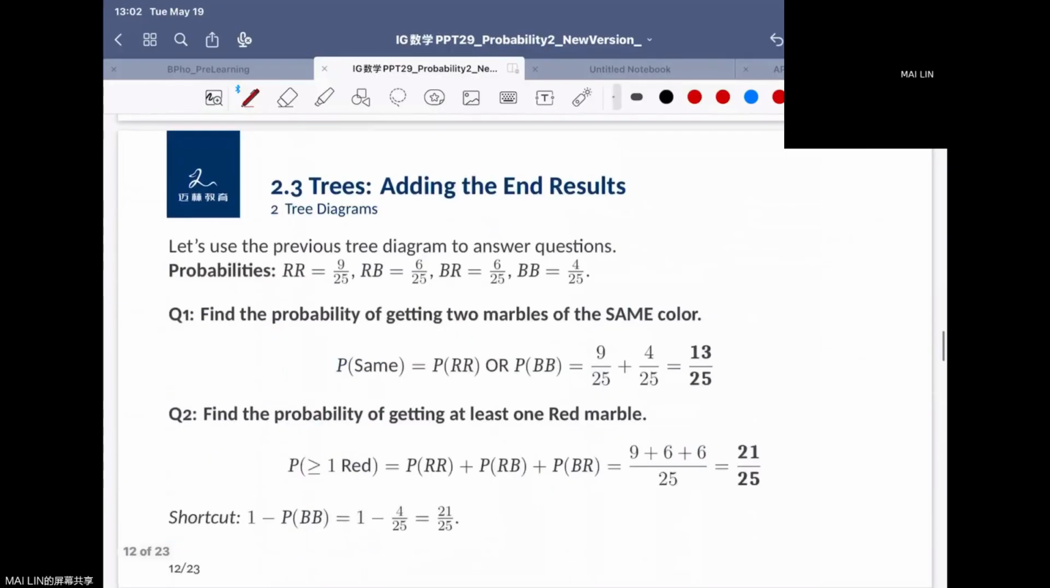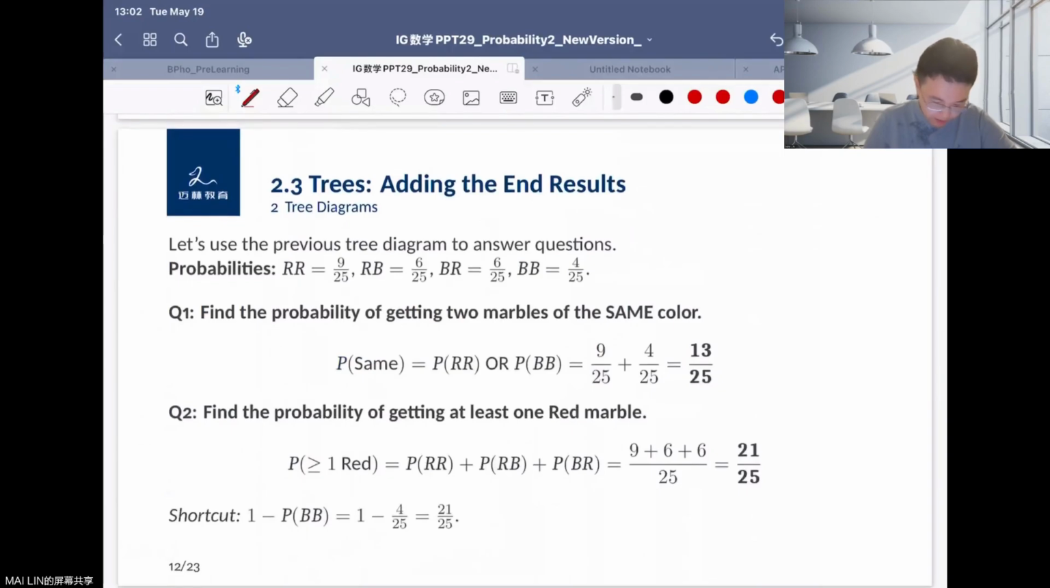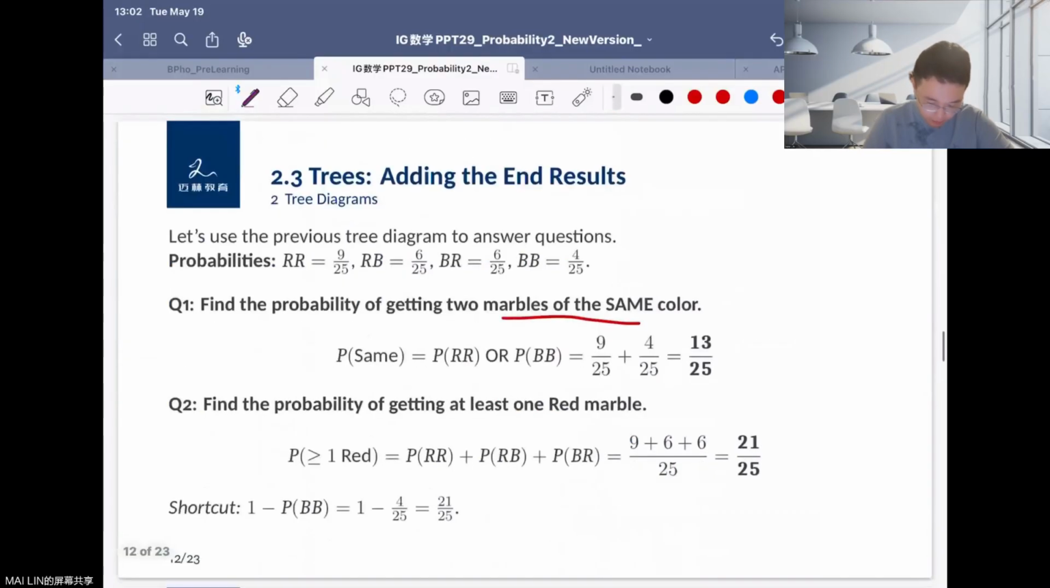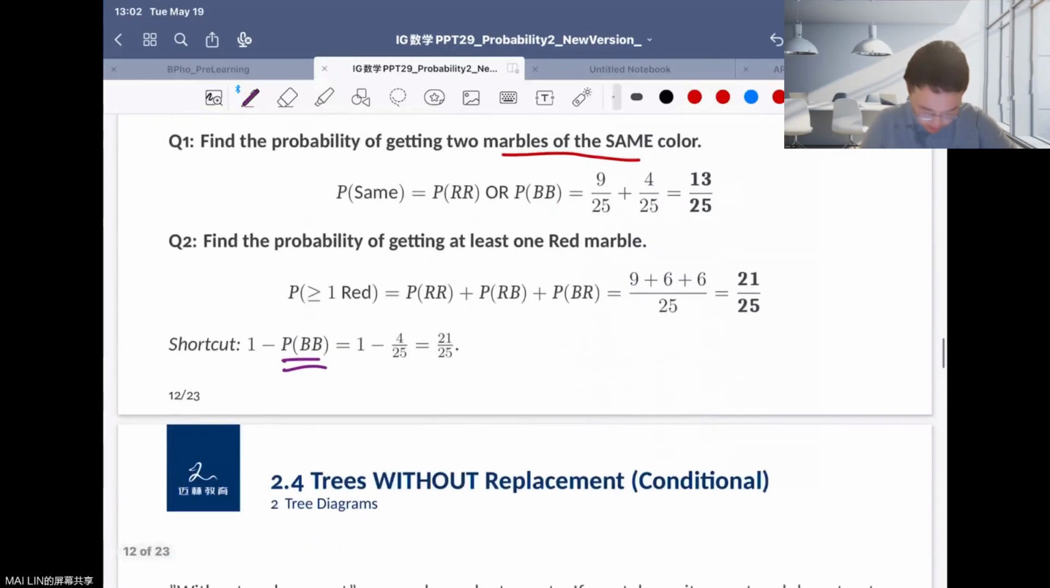So that is it. And you can find here, if you want to find the probability of getting two marbles of the same color, see the graph: the probability for red, red, and the probability for blue, blue. The total possibility is 9/25 plus 4/25, right? Okay, that is 13/25, okay? And for the second part, 1 minus the probability for blue blue is 1 minus 4/25, which is 21/25, okay? That is how to calculate the results and adding them together, okay? That is it. So let's move to the next part.